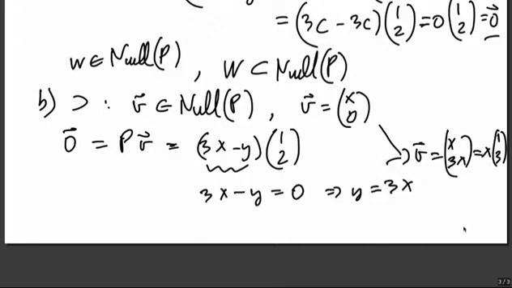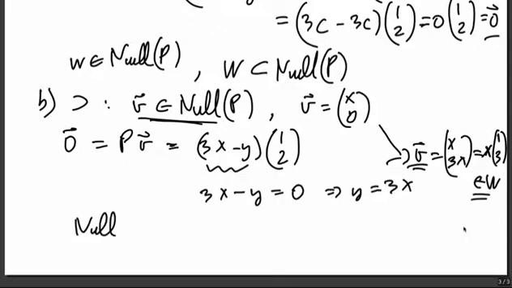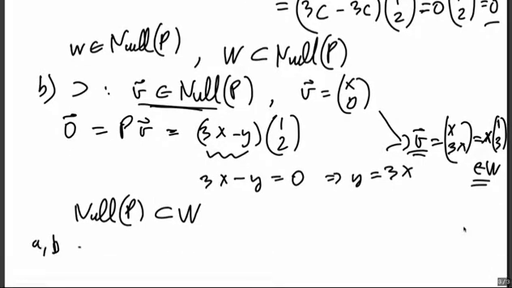And if you look at the definition of the W space, this is in W since it's a scalar multiple of the 1, 3 vector. So we obtain that v is in W if v is in the null space. That shows that the null space is a subset of the W subspace. And then A and B together imply that the null space equals W.